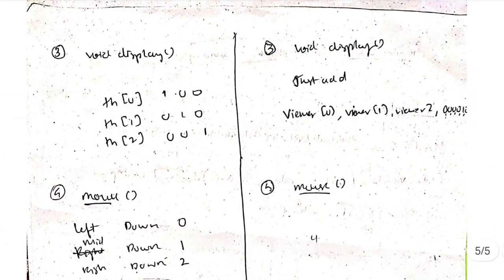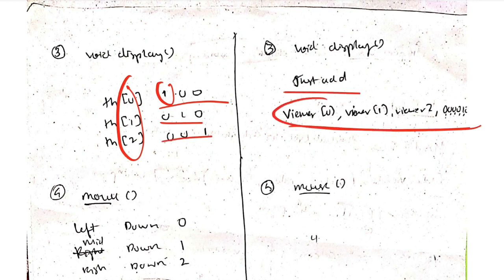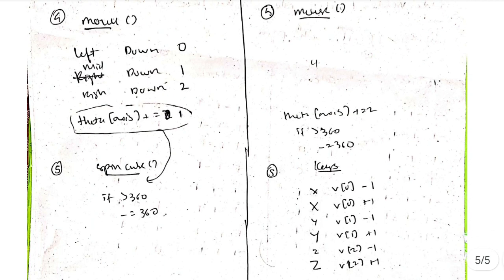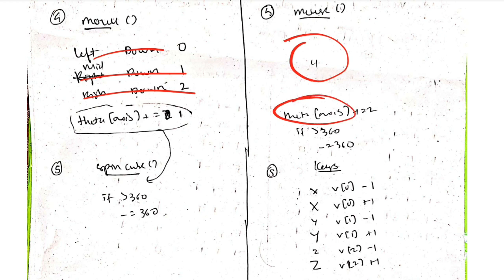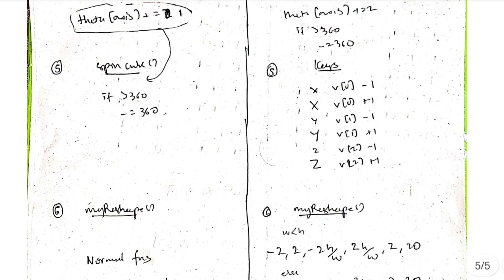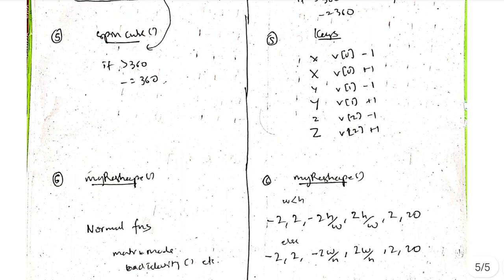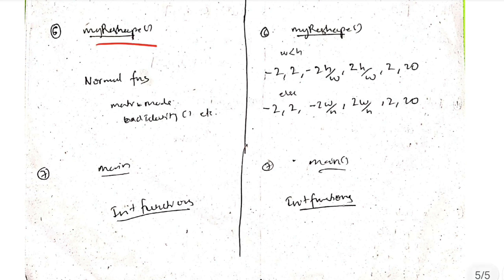And coming to display function, th 0 1 2, 1 0 0, 0 1 0, 0 0 1, here also the same thing, but you have to add this line, viewer 0, viewer 1, viewer 2, and 4 zeros, then 1 0. Then in the mouse function you have the same things, left down 0, mid down 1, and right down 2. Here also the same thing, along with that theta plus is equal to 2, theta plus is equal to 1. If it crosses 360 minus 360, that also you'll write here. Now the only change happens here, we'll come to this change later. Let's see what are the same functions. My reshape is the same function.